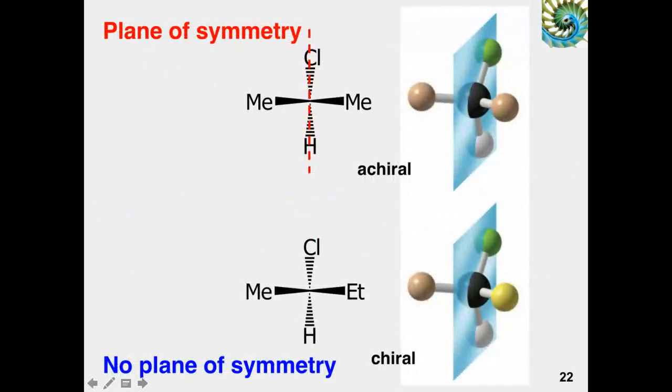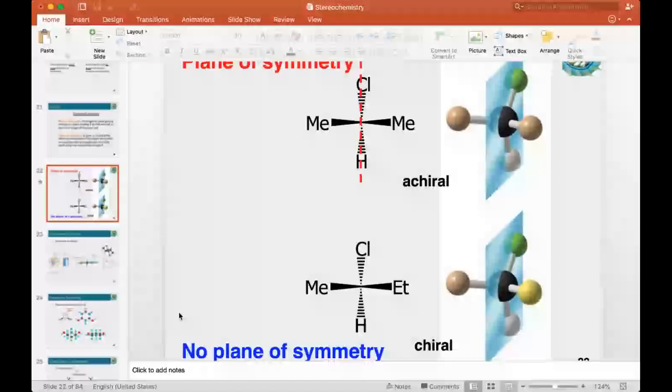I don't know why this is happening. I apologize. So I'm going to go now to another application to explain this better, because this is not working. So this carbon, once again, is bonded to four different groups. So chlorine, CH3, CH3, and hydrogen.